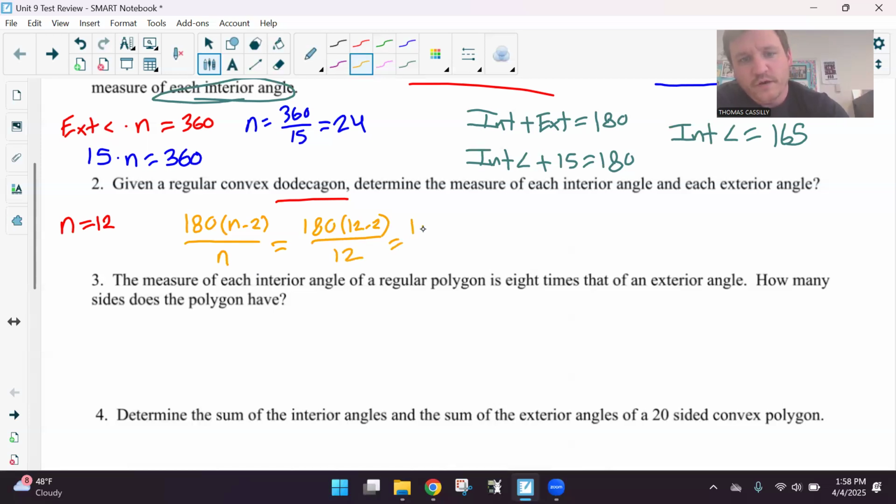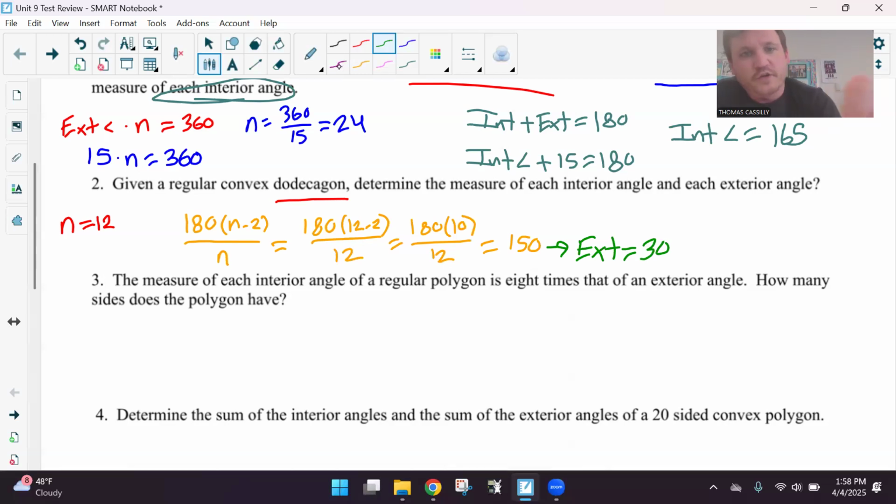Simplify that a little bit. 180 times 10 over 12. 1800 divided by 12. That's 150. And again, I can use the idea from up top about supplementary angles. Since the interior angle is 150, our exterior angle has to be supplementary, so that'll be 30.